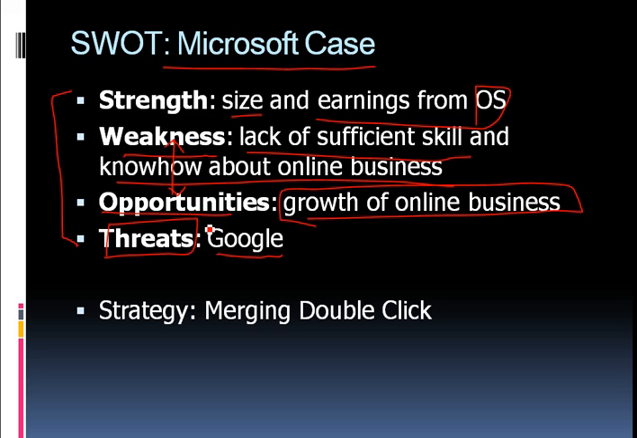To deal with the threat, you have to start the online business, okay, to deal with the threat of Google, but you do not have sufficient skill and knowledge. So based on that SWOT analysis, the strategy of Microsoft was merging with another company that possessed the great know-how about online business.